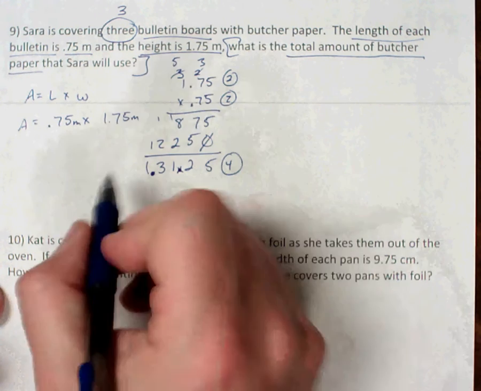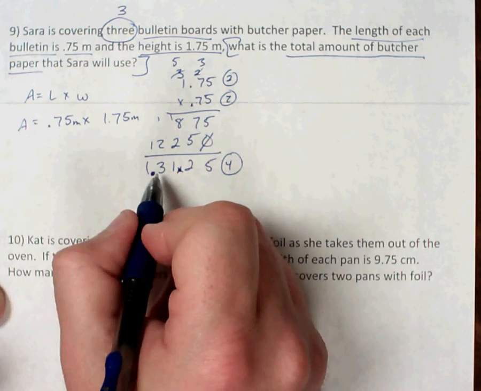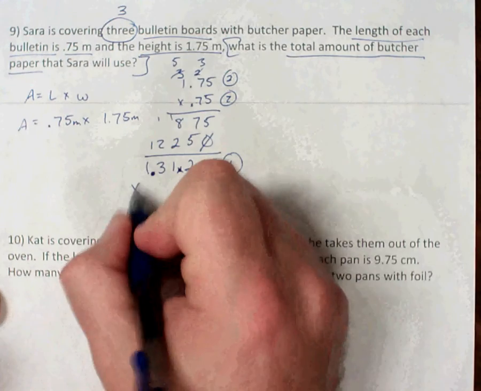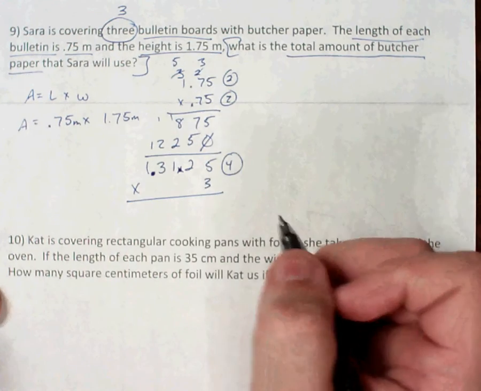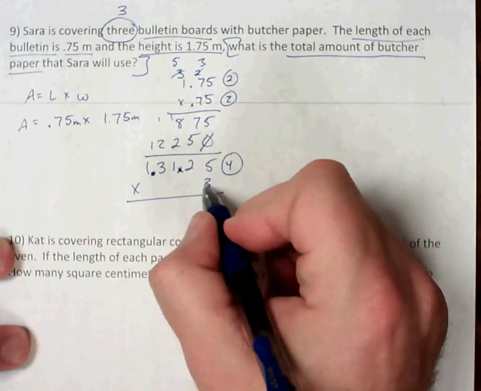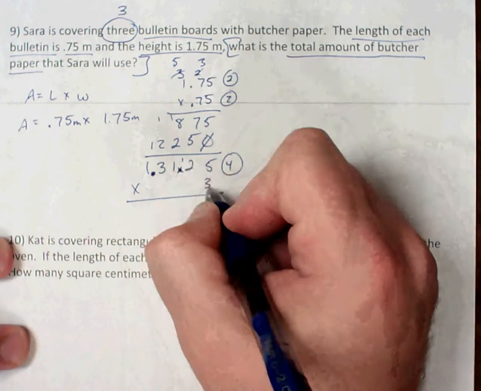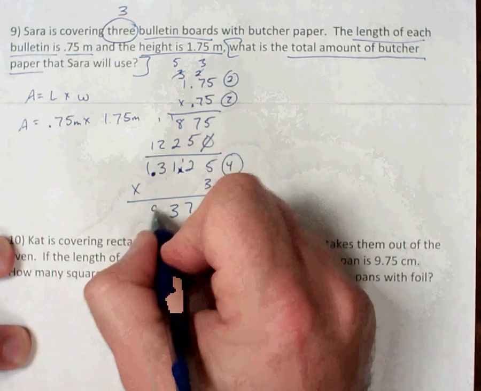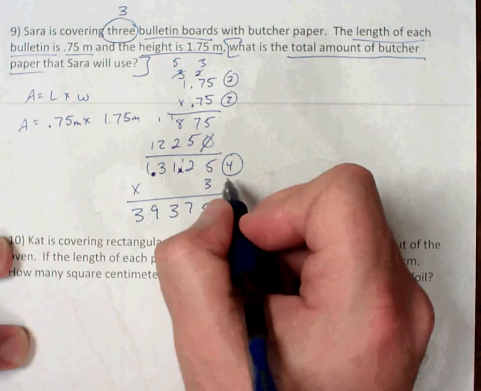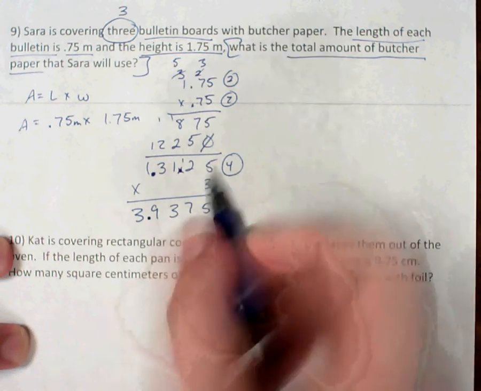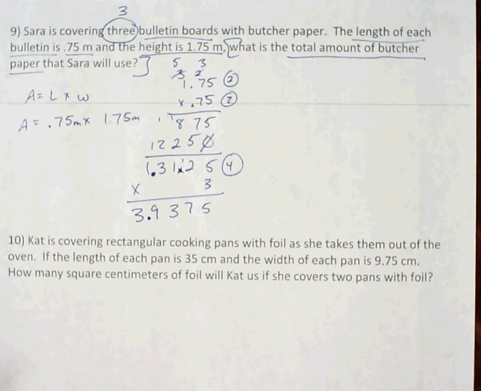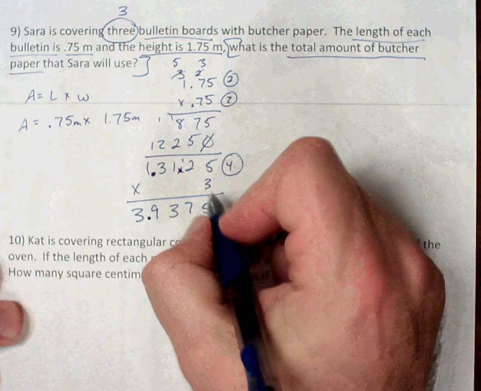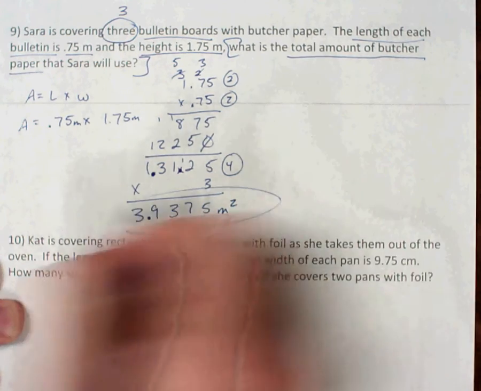All right, so this just gives me the area of one board. So now, since I have 3 boards, I need to multiply this by 3. All right, so 3 times 5, 15, carry my 1, 3 times 2 is 6, plus 1 is 7, 3 times 1 is 3, 3 times 3 is 9, 3 times 1 is 3, 4 numbers to the right of the decimal, and so there's my answer. I'm going to go ahead and write that in square meters before I circle it.